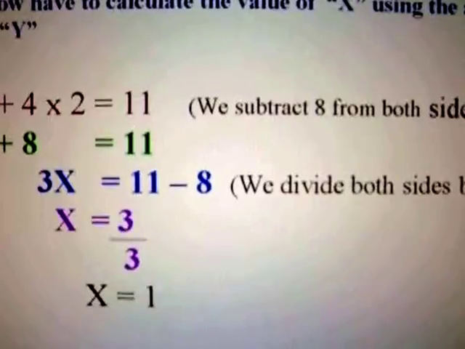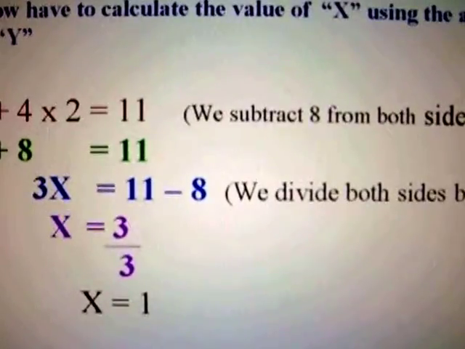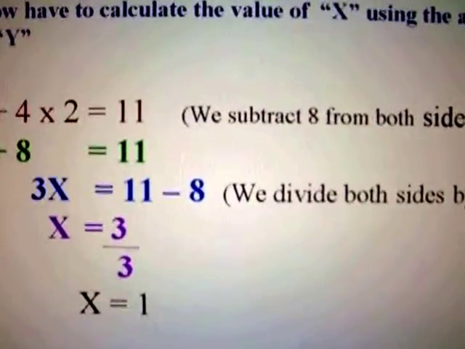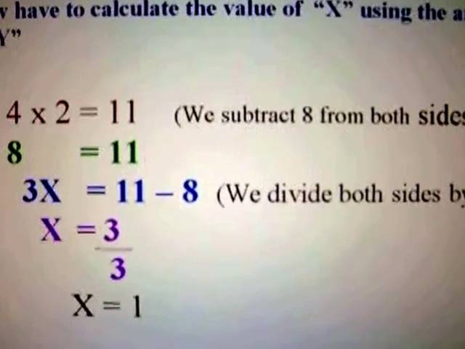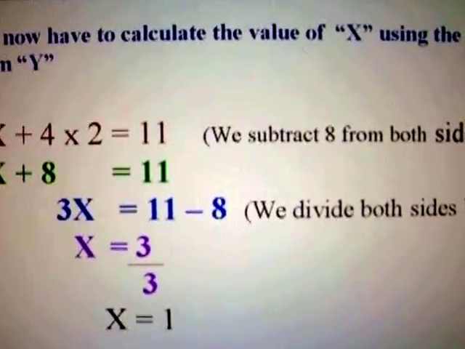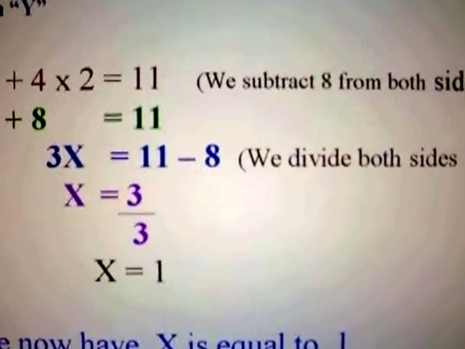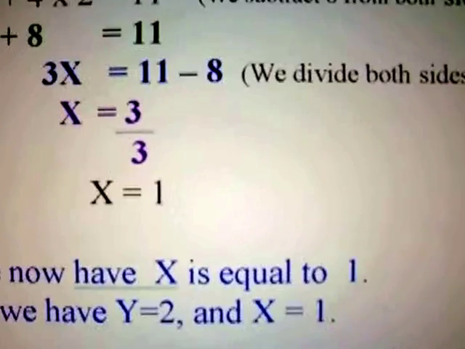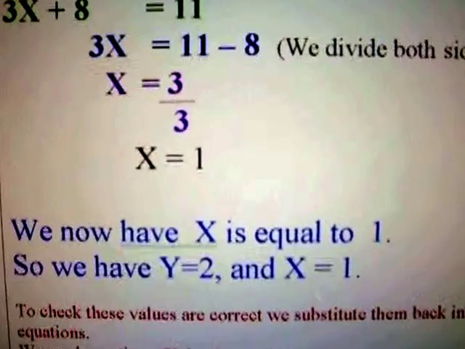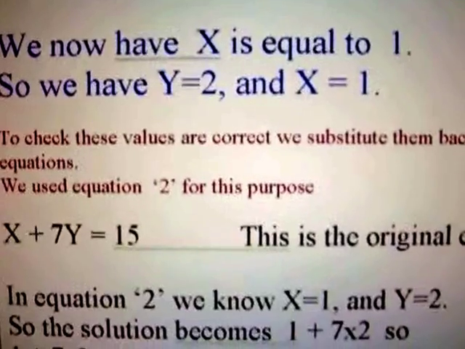Now we want x on its own, so therefore if we divide both sides by 3, the 3x will cancel out, leaving us with x equals 3 divided by 3, which gives us x equals 1. Okay? We now have x is equal to 1, so we have y equals 2 and x equals 1. Okay?